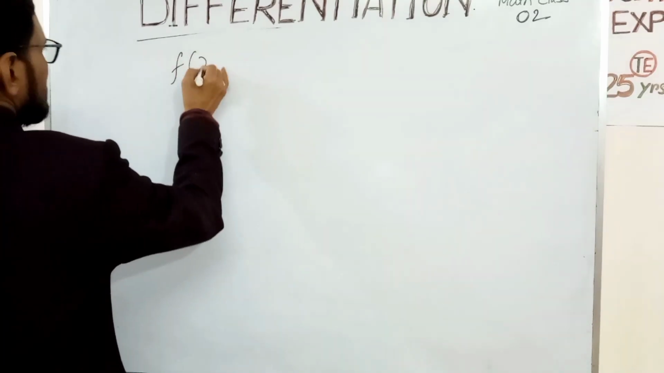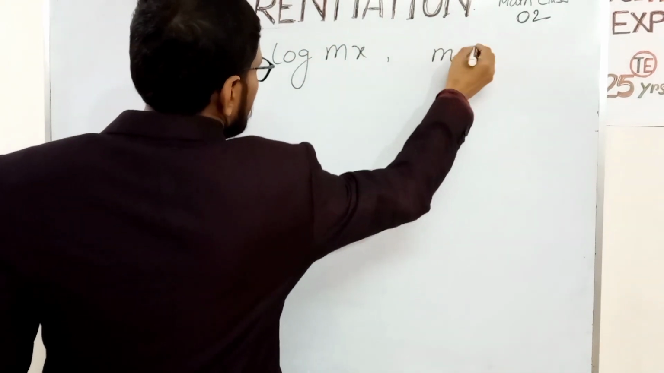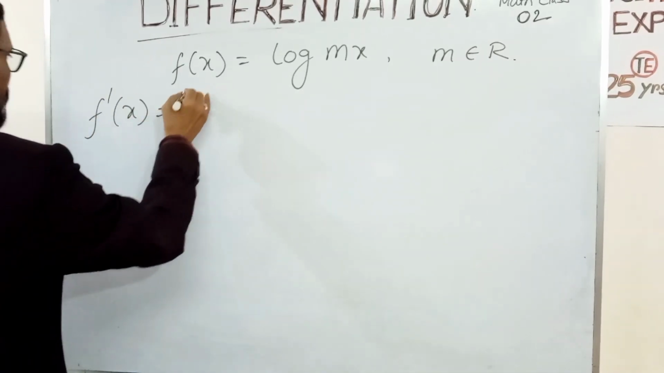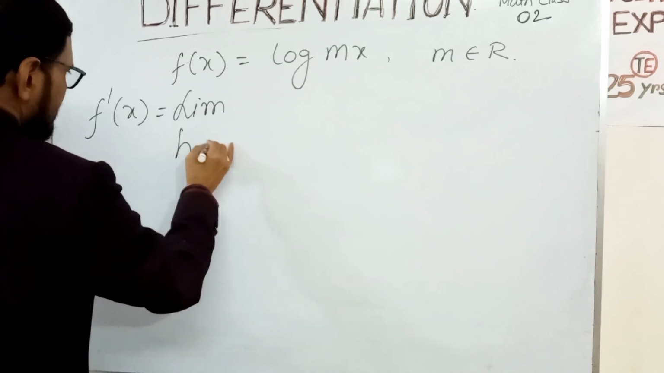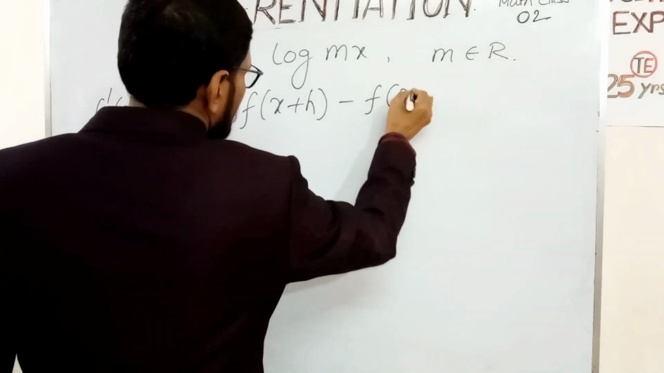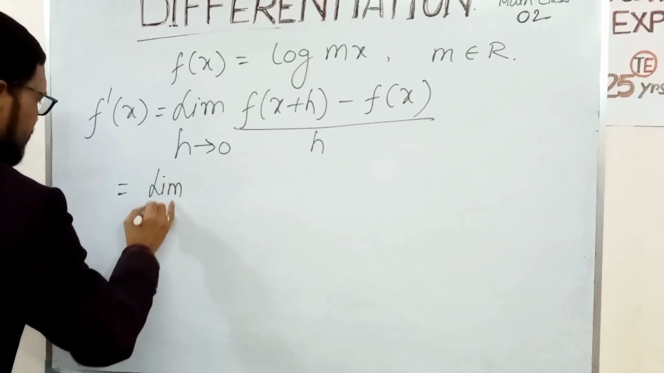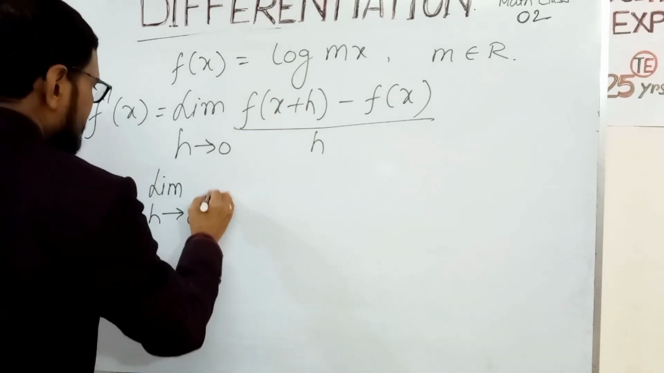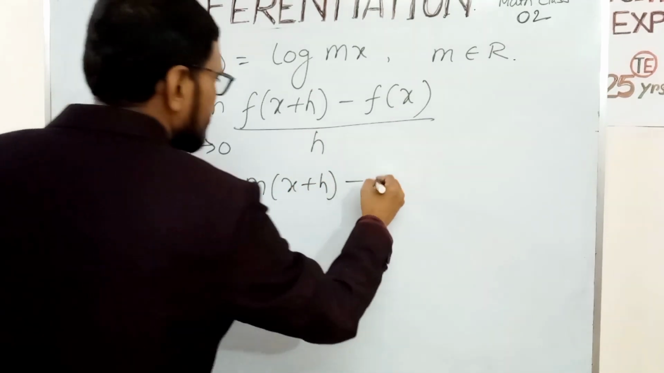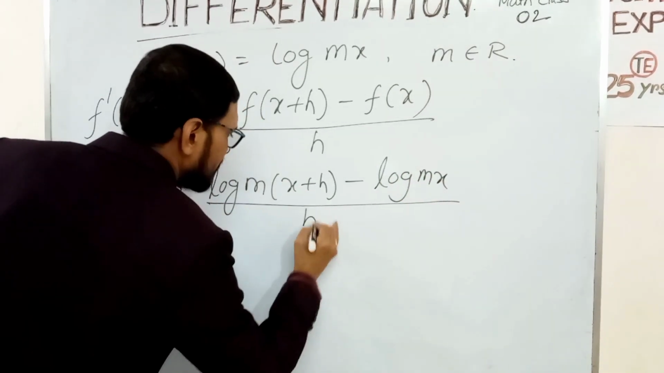Next term is, suppose log mx, m is any integer, any real value. So f dash x equals limit h tends to 0 of f of x plus h minus f of x by h. This is the formula. So this becomes log m of x plus h minus log mx by h.